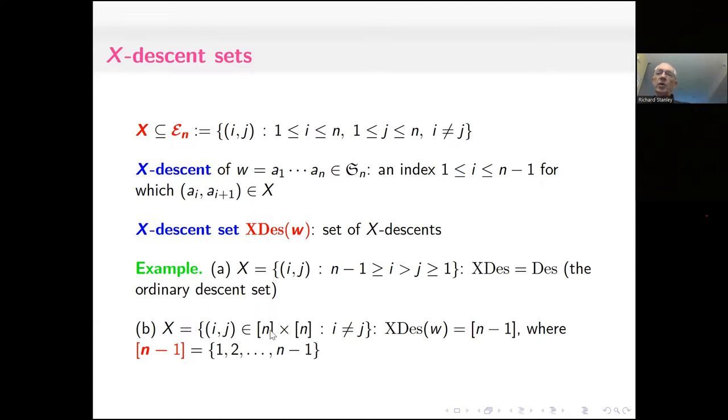If we took the extreme case of letting X be all of E_n, all possible pairs, then every position i would be an X descent of every permutation. The X descent set of w is 1 up to n minus 1 for any w.